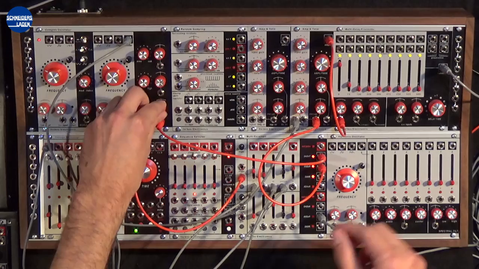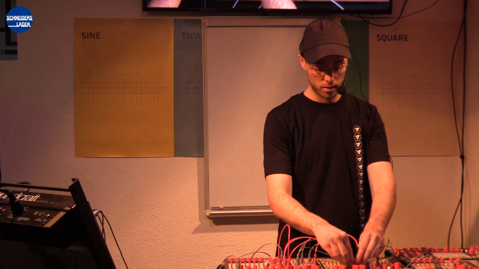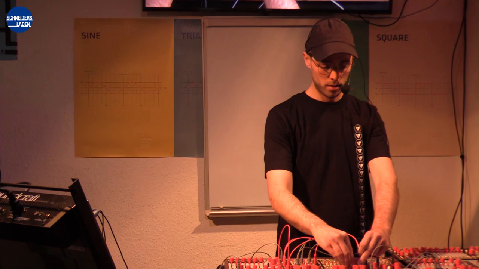Every CV parameter in here has an attenuverter attached to it. What that means is we can add negative control voltage to the panel control. So if this is all the way positive, it's going to close it.